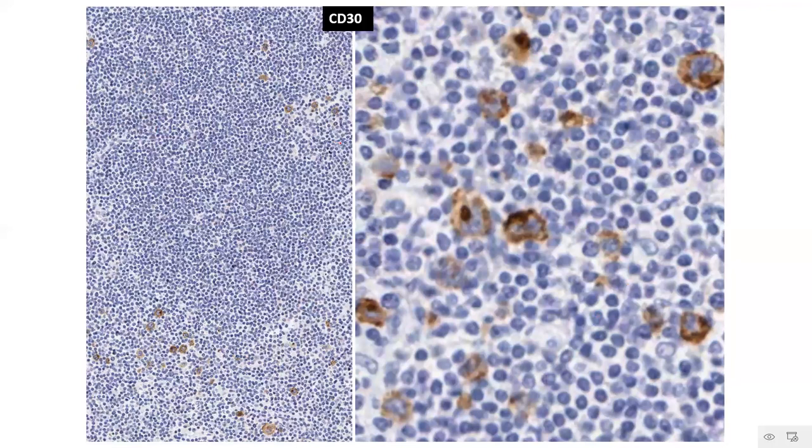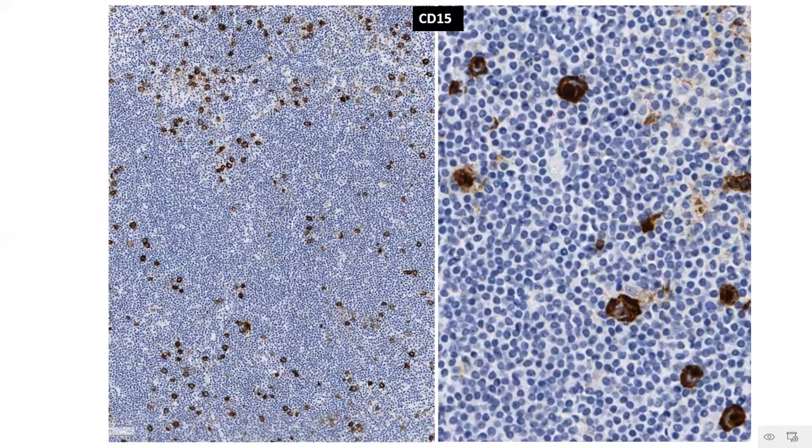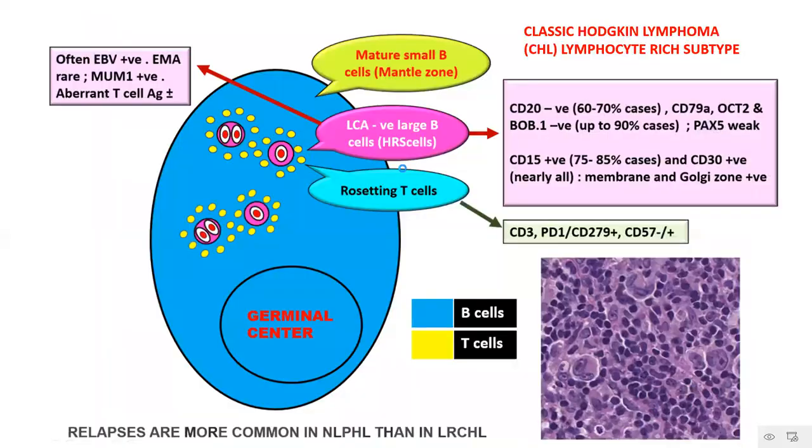CD30 and CD15 are positive markers seen in classic Hodgkin lymphoma and are expressed in a cell membrane as well as a perinuclear Golgi zone pattern of positivity, which is seen also in this particular case. Same for CD15. An expression is seen in a membranous fashion as well as a perinuclear Golgi zone positivity. So this is what you see in the case of classic Hodgkin lymphoma of the lymphocyte-rich subtype.